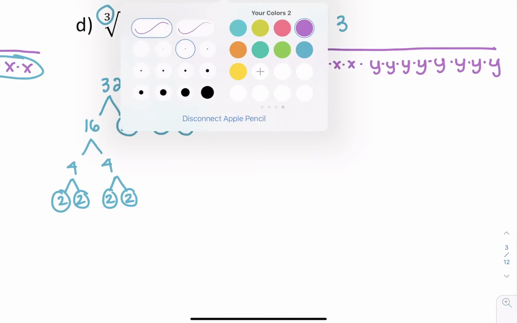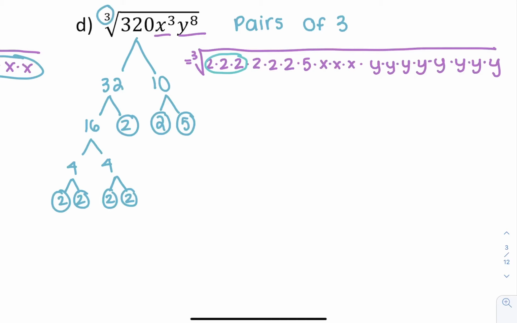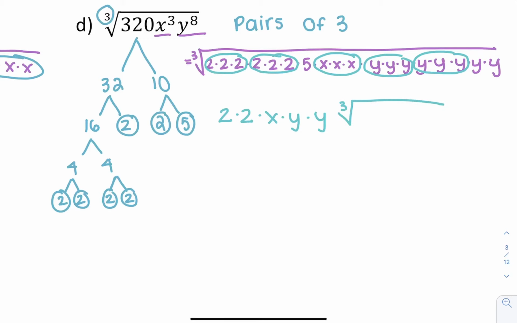Now let's look for pairs of 3 because we have an index of 3. There's a pair of 3, or a triplet. Here's another triplet. Here's another triplet. Here's another triplet. Here's another triplet. And on the inside we are left with a 5 left over and we have 2 y's left over. Now your last step is to simplify. 2 times 2 is 4. x doesn't have anything to multiply with, and y times y is y squared. And now we're left with the cube root, 5 times y squared. And that is as simplified as we can get.